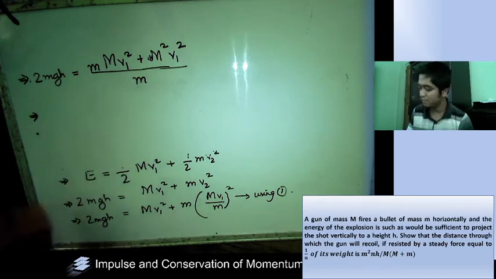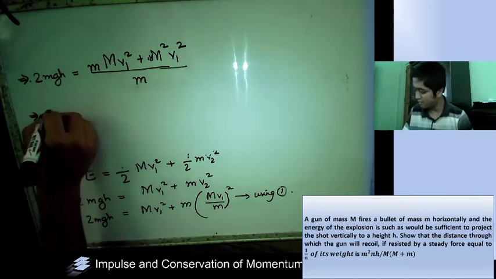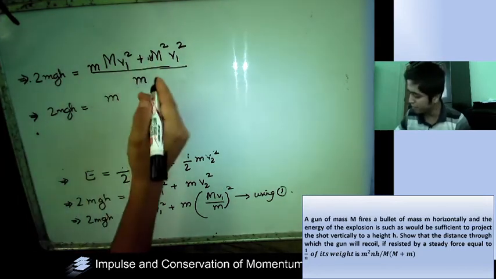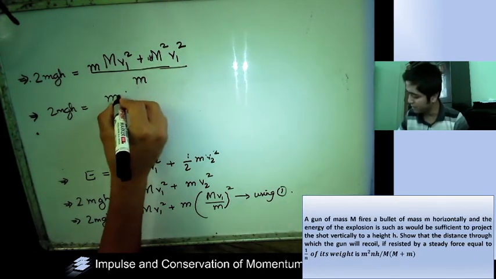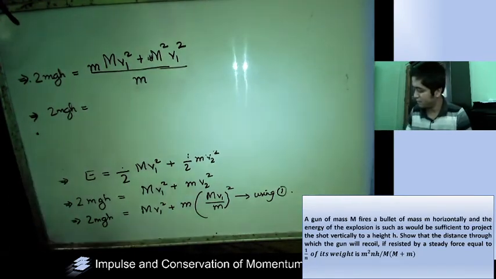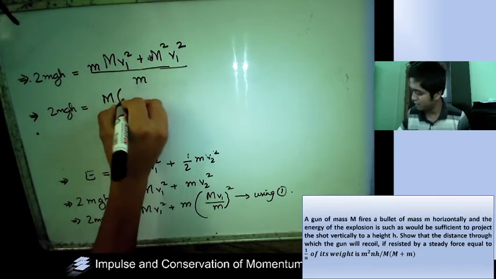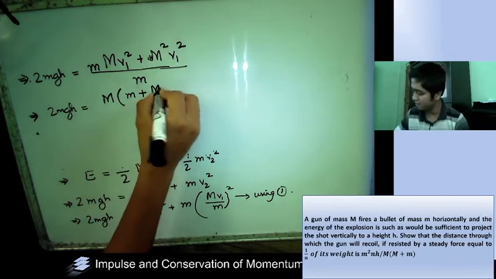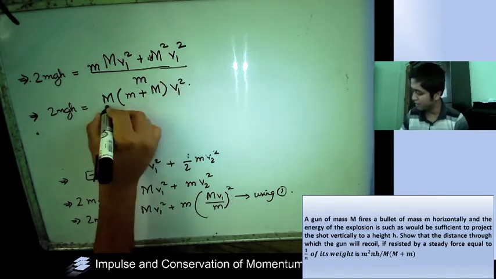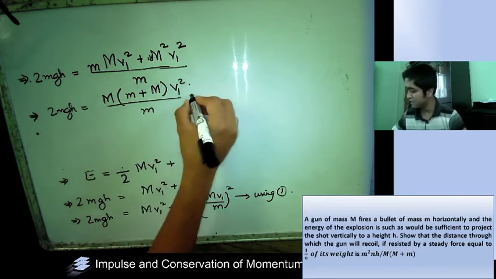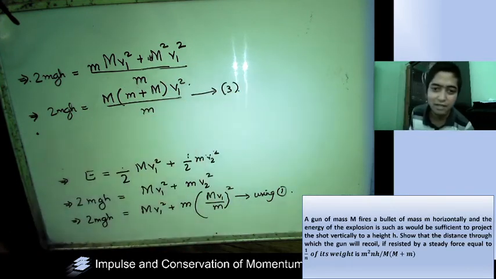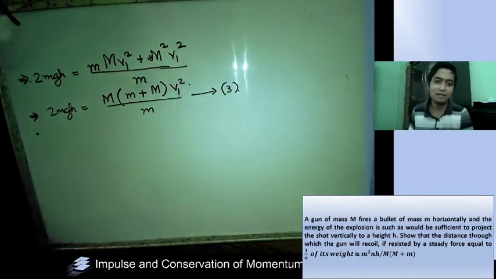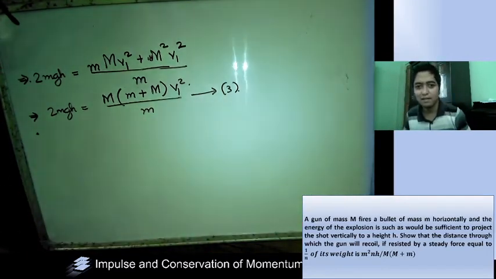Again, we can just do like we did before. We can take common capital M, and over here we'll be getting M plus m v1 square upon m. Just name this one as equation 3. Let's hope I did not make any mistake. Anyways, we can always correct it.